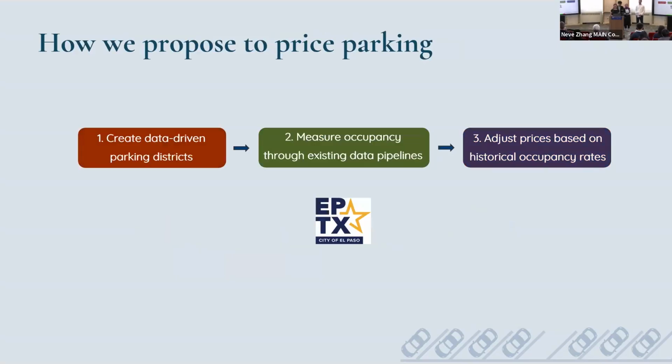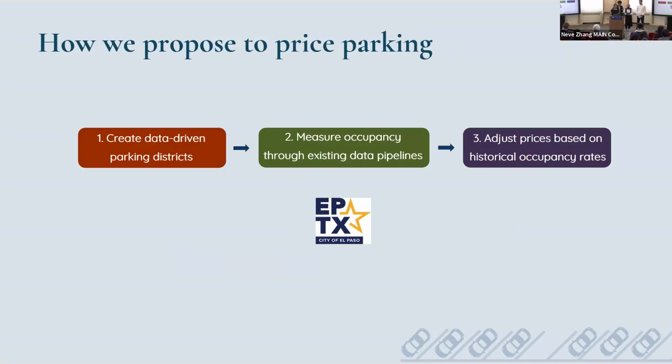So for El Paso, we propose a very similar approach, but with some critical improvements. First, we create data-driven parking districts, grouping areas based on real occupancy patterns, not the arbitrary boundaries that we're seeing. This lets us manage parking much more precisely street by street.